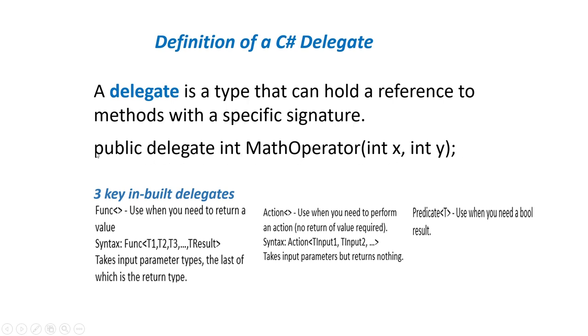You can define your own delegates, and this is the syntax for defining it. Public delegate, then the type that you expect that delegate to return, then the delegate name, then in parentheses the input parameters for that delegate. And once you define it like this, you can now define variables of that delegate type, and those variables can now hold methods, named or unnamed, that match that signature.